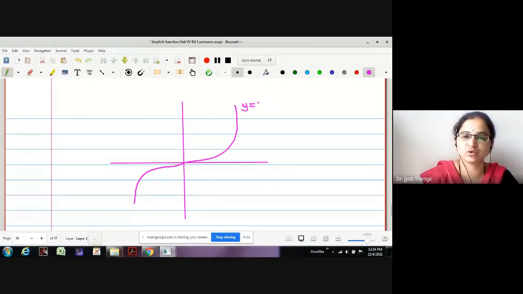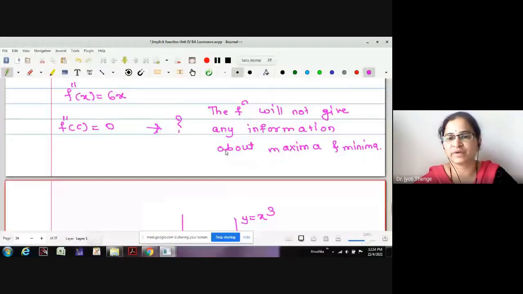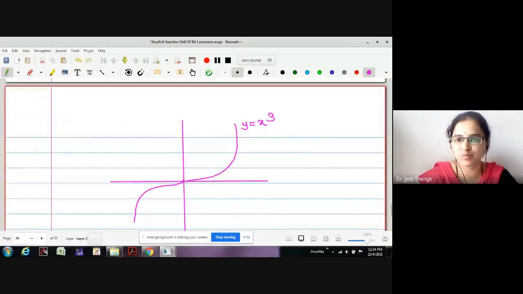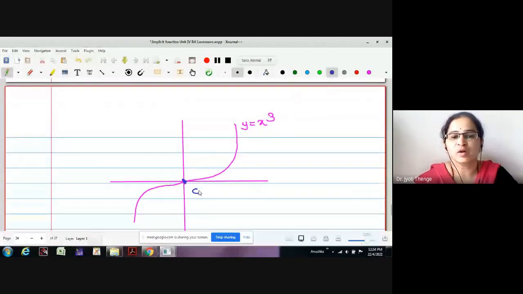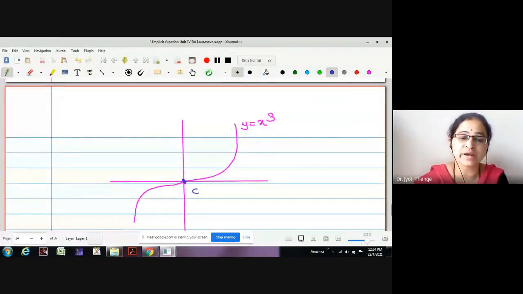Somewhat like this, y equal to x cube. Now, by setting the first order derivative to 0, we have obtained the point c equals 0, that is the origin. This is my point c, no? This is the point c at which we have found the value. But if I look at the curve, at this point c, it is neither a minimum nor a maximum. This is a point in between the curve.